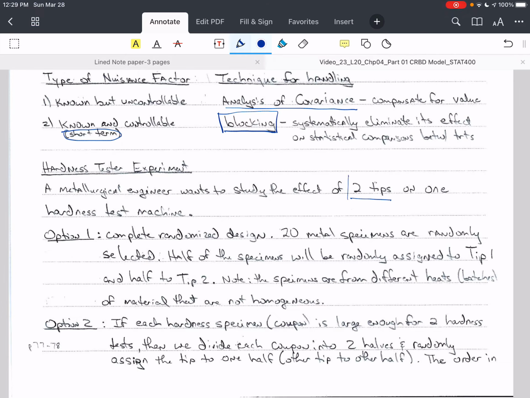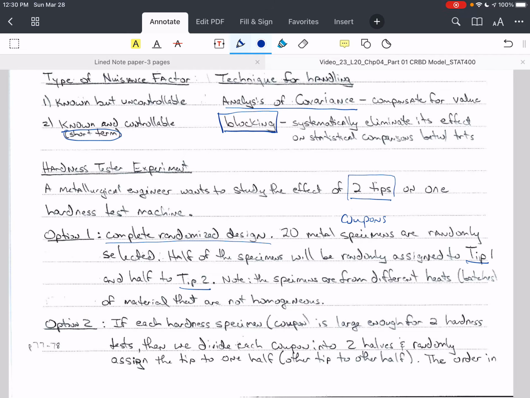So we've got two tips. They'll fit on one machine, and they suspect that one of the tips is giving a different value than the other. So the first option is we could run a completely randomized design. Basically, we'd take 20 metal specimens, or coupons. We could randomly select those. Half of the specimens would be randomly assigned to tip 1 and half to tip 2. Now, what if the specimens are from different heats or batches, which in most cases, let's say they are. Then different heats or batches are not necessarily homogeneous, okay?